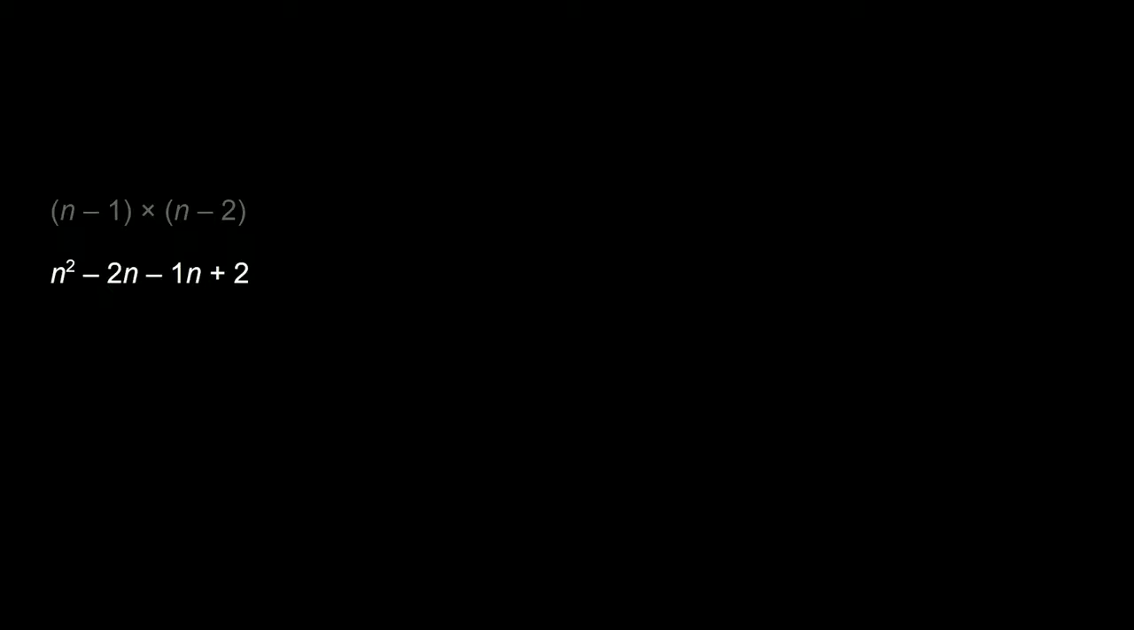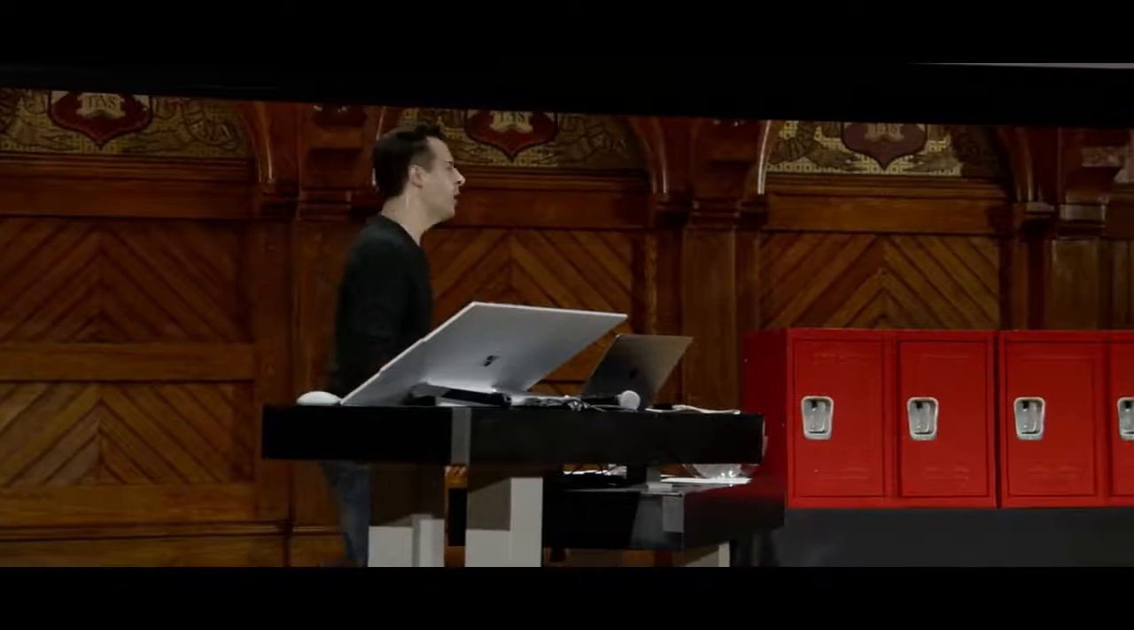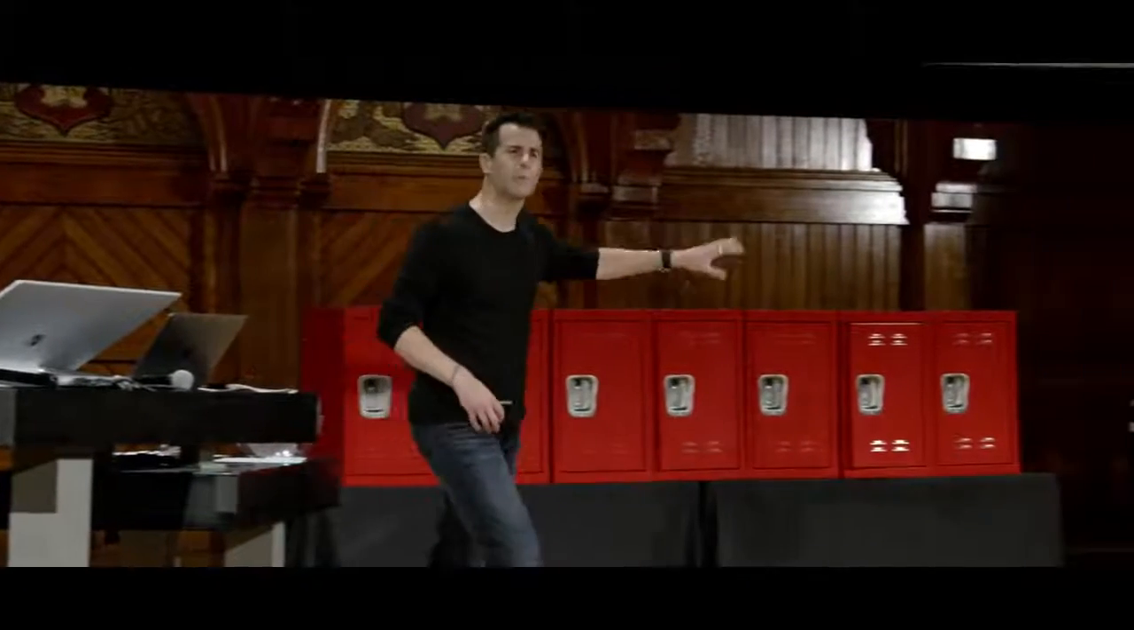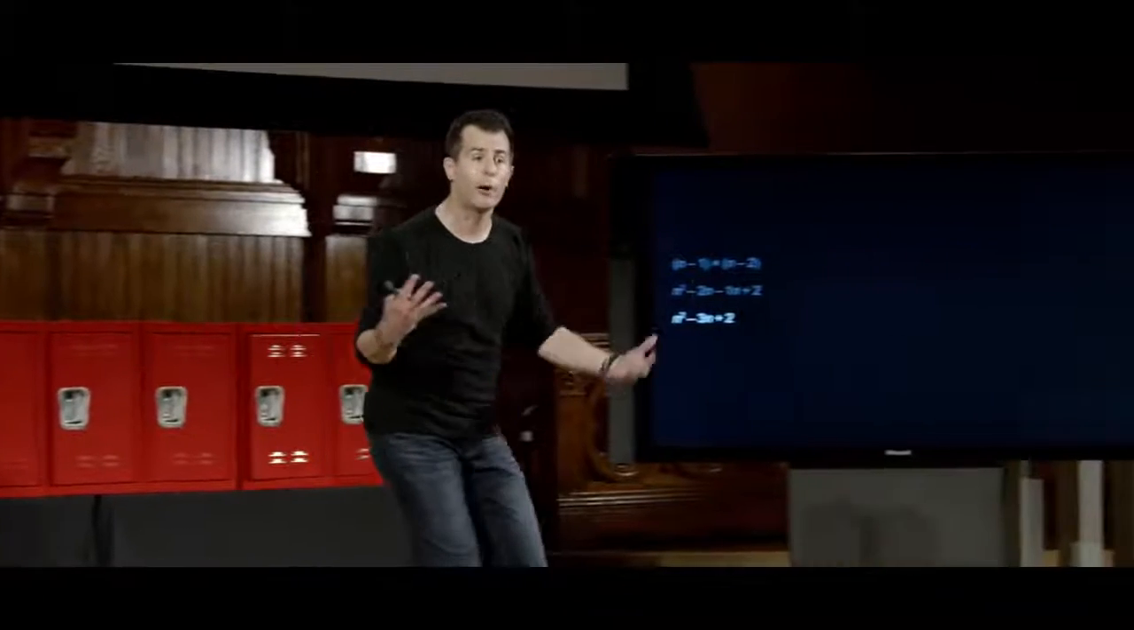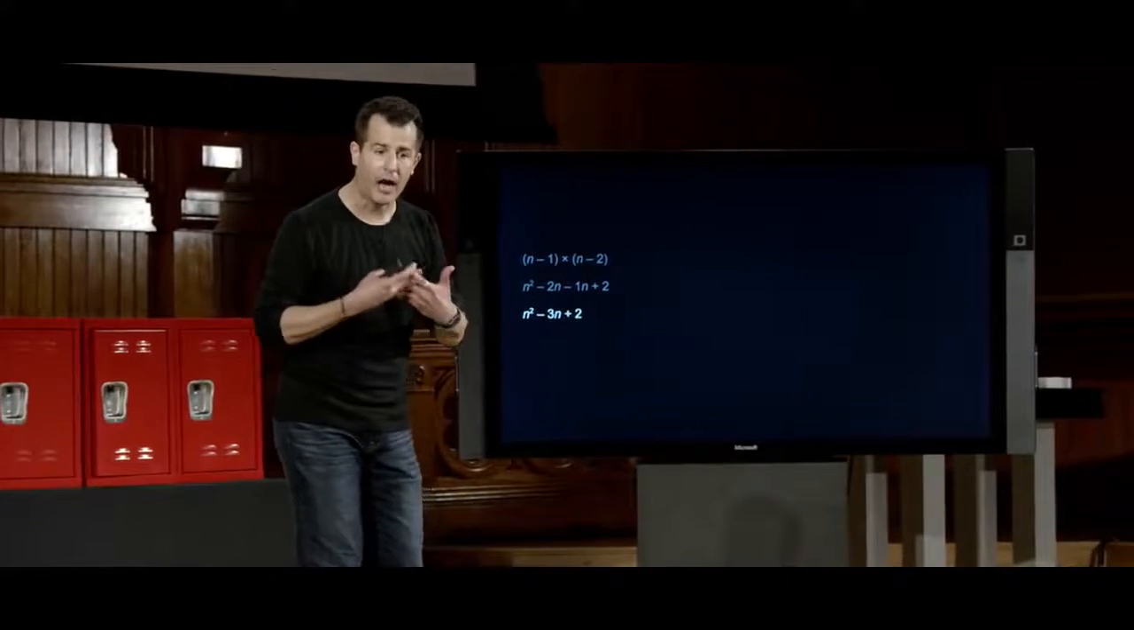And if you use the old FOIL method, first, outer, inner, last, this just multiplies out to n squared minus 2n minus 1n plus 2. We can combine that into n squared minus 3n plus 2. But you know what? Just as before, I really don't care to get into the weeds as a computer scientist of these specific numbers when all I care about is analyzing and comparing my algorithms.